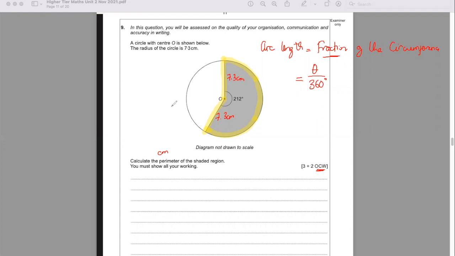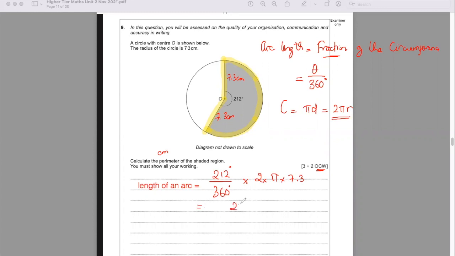So the way to do this here, you write down length of an arc equals the angle, which is 212, divided by 360. That's a fraction of the circumference, so you have to times it by the circumference of the circle. The circumference formula is pi d or 2 pi r, whichever way you want to use. I will use 2 pi r, so times 2 times pi times 7.3. Put all of that in your calculator.